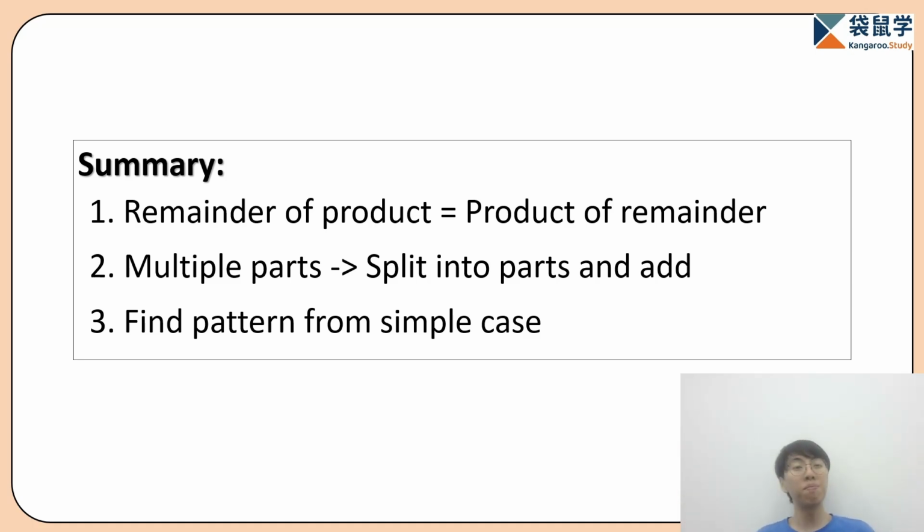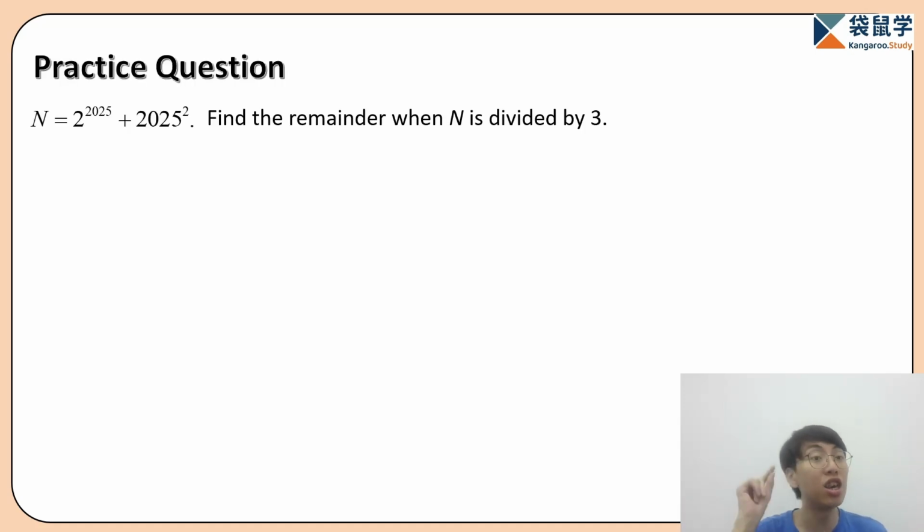So as usual, we just have to know the property of our remainders, split it up, and then find the pattern. And we are done. So with that being said, here is a practice question for this. We have a similar question, but this year is 2025. So I've modified the question a little bit. Feel free to practice the question and then put your answers in the comment section below.